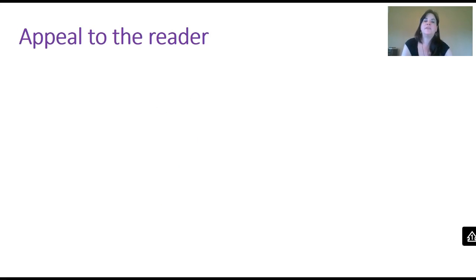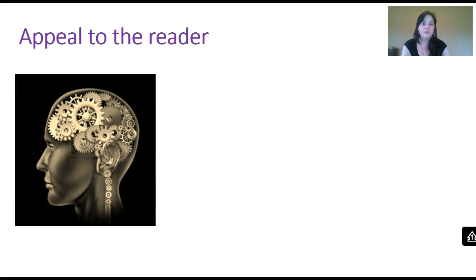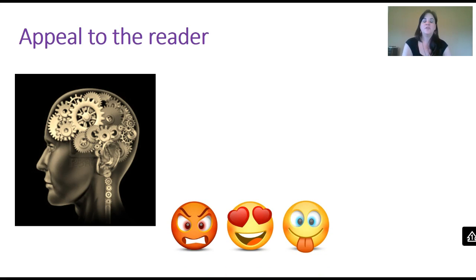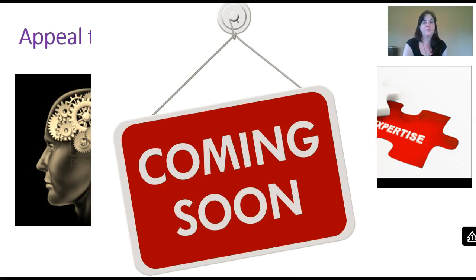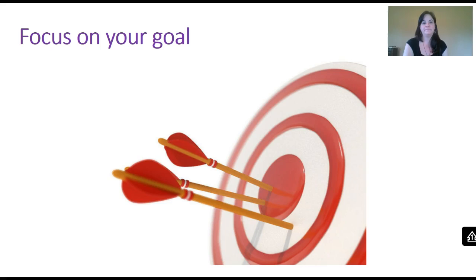You also should appeal to your reader, and there are 3 ways to do that. You can use a logical appeal where you use lots of facts and reasoning to help your reader agree with you. You can appeal to the reader's emotion and try to get your reader to feel a certain way about a topic. You can use a credibility appeal where you come off as an expert on the topic so that you're very believable, or you can use all 3. But we'll be learning more about these appeals later.